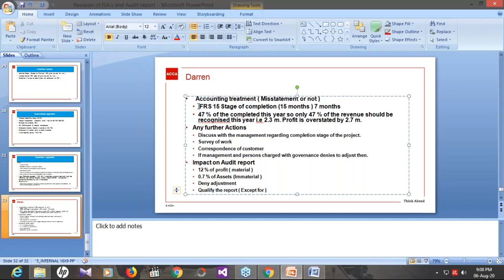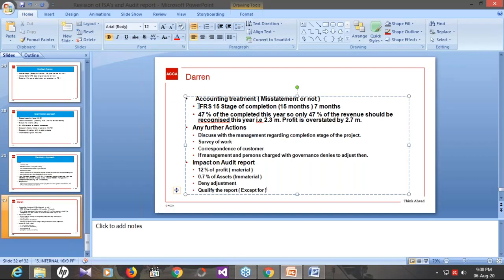There are two models, and as we know, the cost-to-cost approach data is not provided in the question. But we are given the total time and the time that has been spent, so we can calculate that, and we can apply the percentage completion method over time.